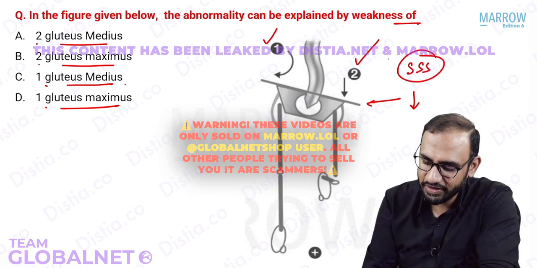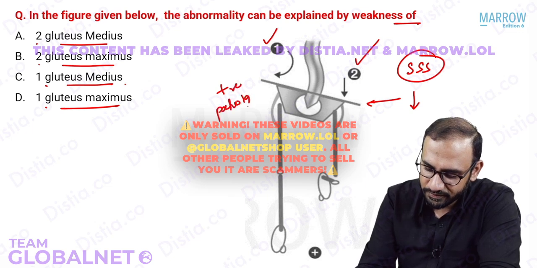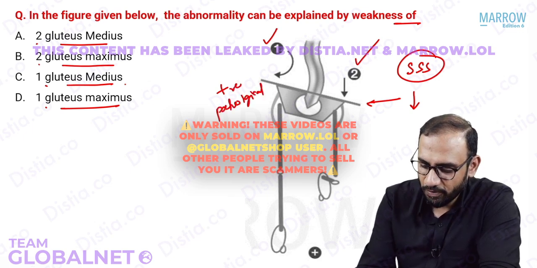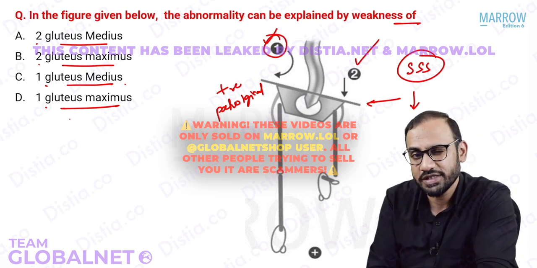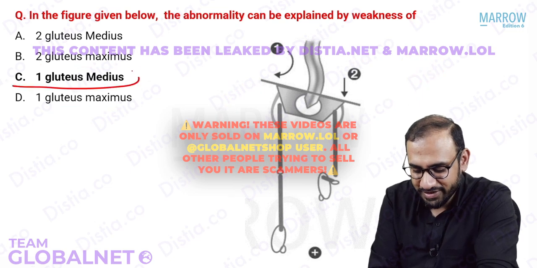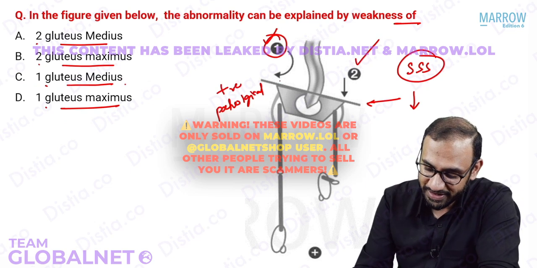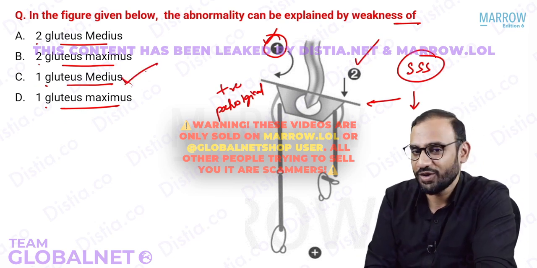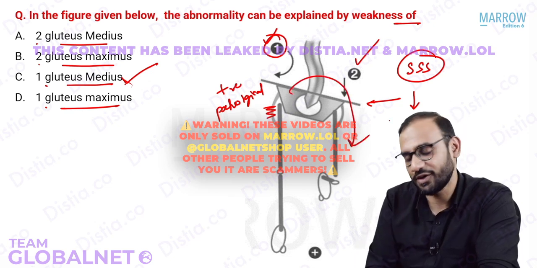Which is the pathological side? This is the positive pathological side. Okay. So what could be the problem on side 1? Side 1, is it gluteus medius or gluteus maximus? It should be gluteus medius. That is the problem. Yes, gluteus medius. So 1 gluteus medius is the correct answer. This is the pathological side. Because of this, the abductor has failed and the opposite side is sinking down.